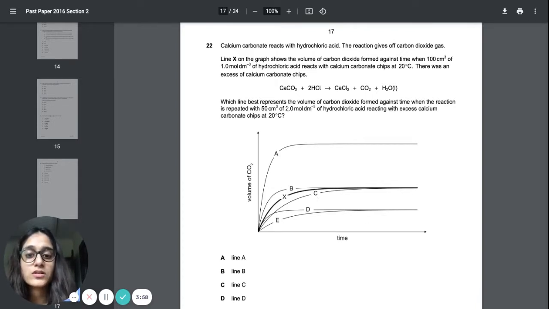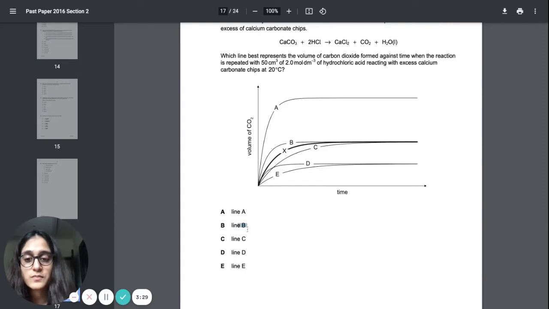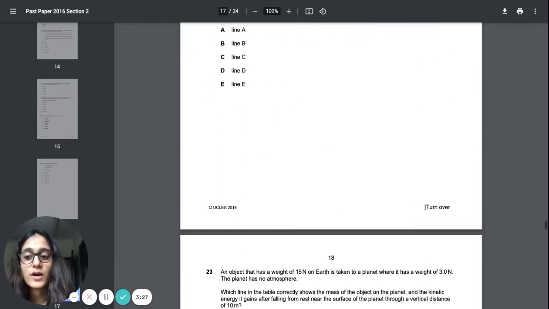But we know that the concentration in the new case is higher than the original concentration. That is 2 mol/dm³ in the new case as opposed to 1 mol/dm³ originally. So line B seems to be the most correct option, because an increased concentration would mean a more vigorous reaction, a steeper slope in the beginning, and then leveling off to the same level. So line B, that's option B, would be the correct answer for question 22.